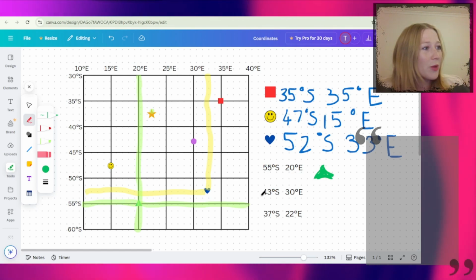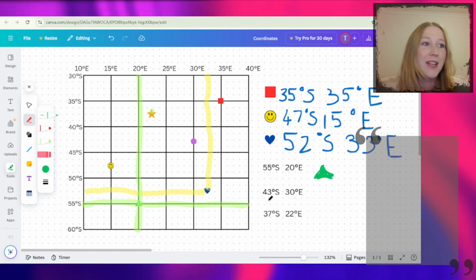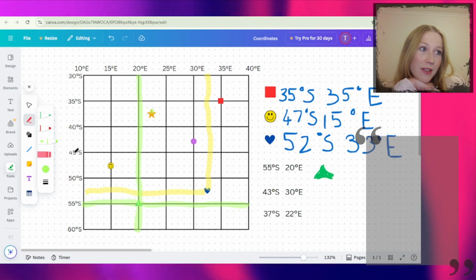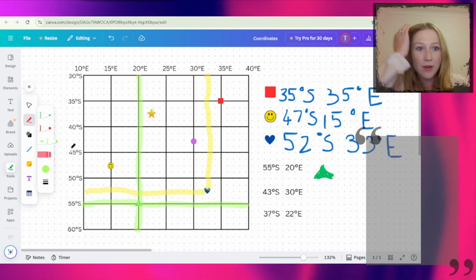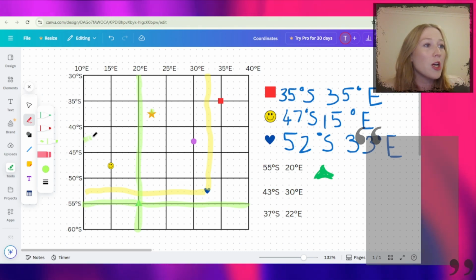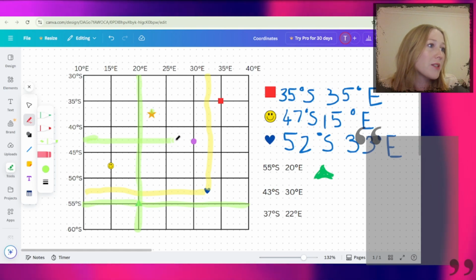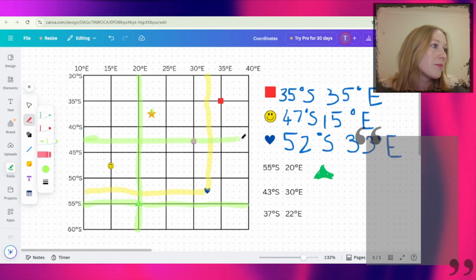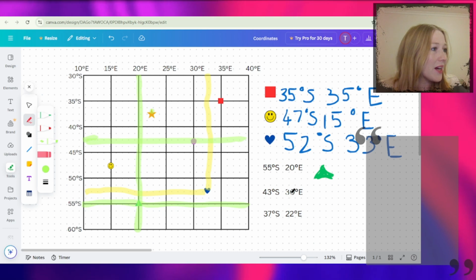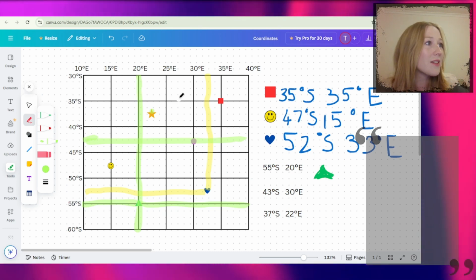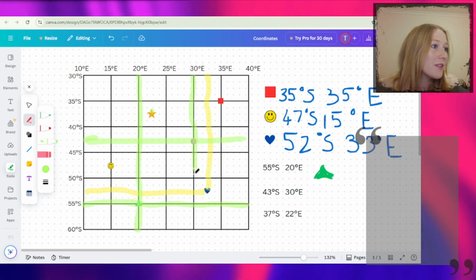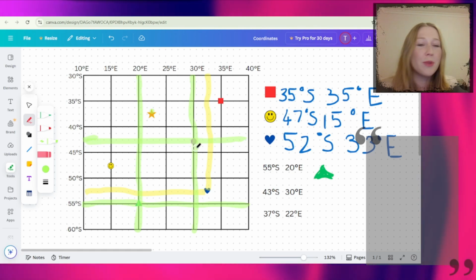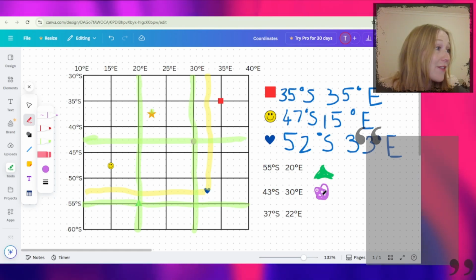Let's go to the second one. So 43 degrees south. Okay, I've got a 40 and I've got a 45. So I know that 43 is somewhere in between there, right? So I'm going to draw my line about here. Okay, and then I have 30 degrees east. Here's my 30 degrees east. Draw the line down. There we go. Did you see where they met? At the little purple circle. That is definitely a circle.